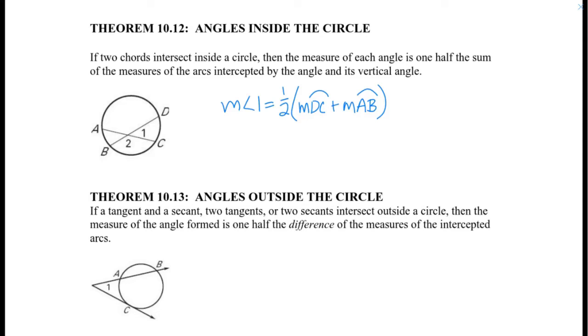If I take a look at angle 2 here, the measure of angle 2 is going to be half the measure of its intercepted arc, which is BC in this case. And then we look at the vertical angle to that, and the arc that's intercepted there would be arc AD.